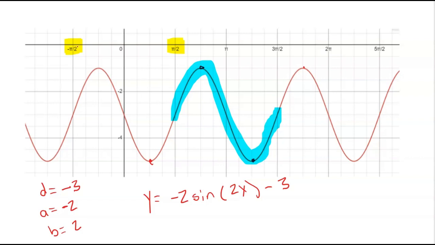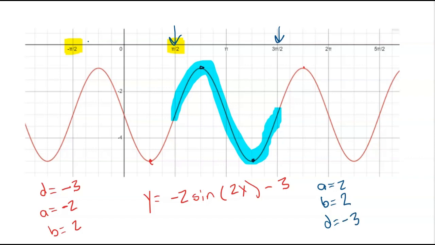Now, because it goes up first, I no longer need that negative on the a value. So my a value is still going to be a +2. I cannot change the period. The period is pi. Now it goes from pi/2 to 3pi/2, but that's still a total distance of pi, which means my b value needs to be 2. My d value is still that -3 from my midline, and I cannot change that.